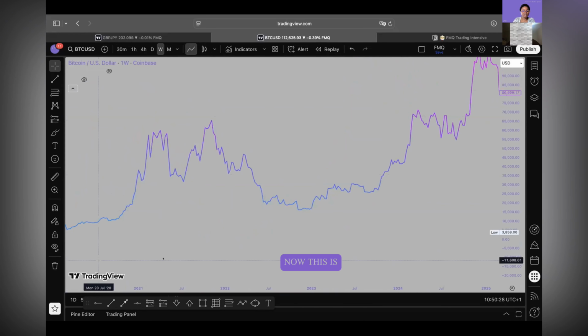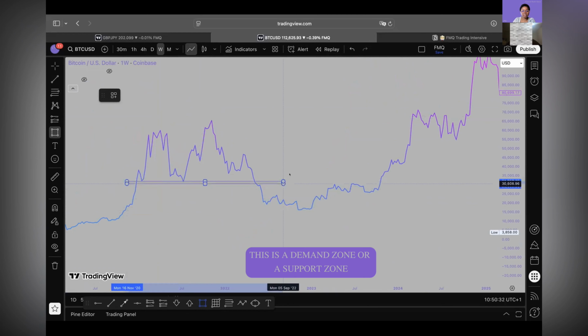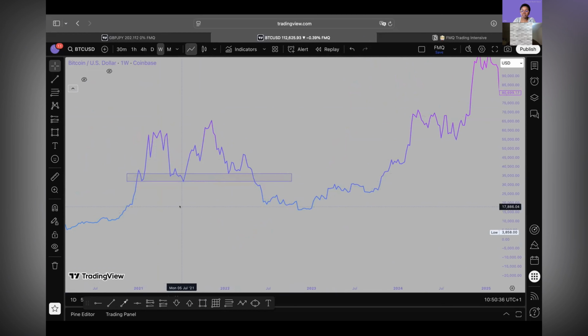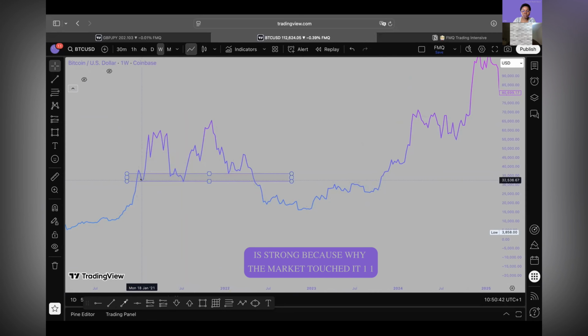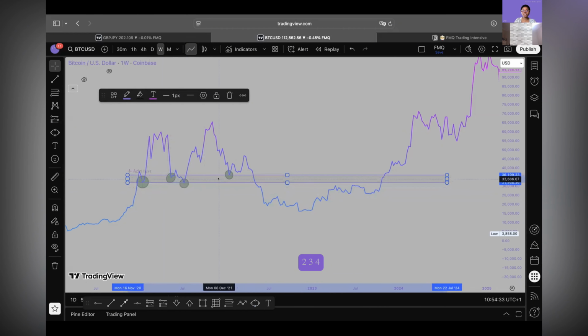Now, this is a demand zone or a support zone. And I will say that yes, it's strong because why? The market touched it 1, 2, 3, 4.